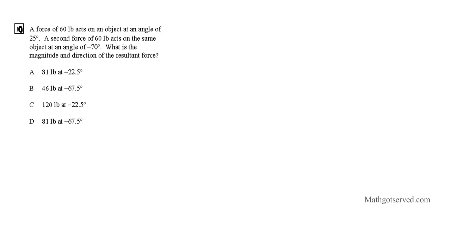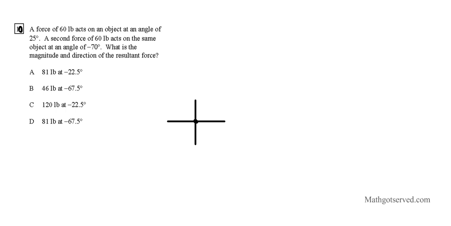All right, let's move on to question number 10. It says a force of 60 pounds acts on an object at an angle of 25 degrees, and a second force of 60 pounds, same magnitude, acts on the same object at an angle of negative 70 degrees. What is the magnitude and direction of the resultant force? Let's draw a coordinate system to orient our vectors relative to the same point. Let's place our object on the origin.